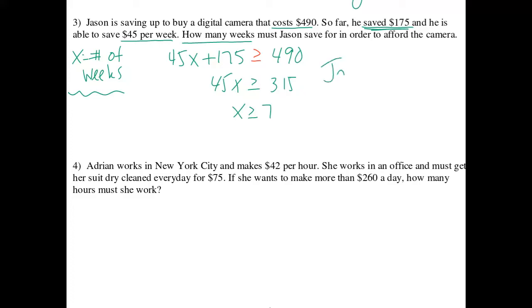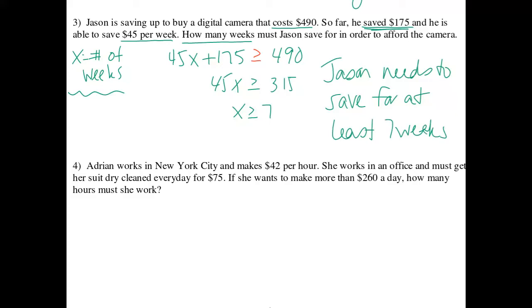So Jason needs to save. And you can use whatever phrasing you want. I'm going to say needs to save for at least 7 weeks. You could say he needs to save for a minimum of 7 weeks. You could use the inequality and say greater than or equal to 7 weeks, whatever feels comfortable for you. But we do need to get that inequality phrase in as well as the number that we found as our solution.